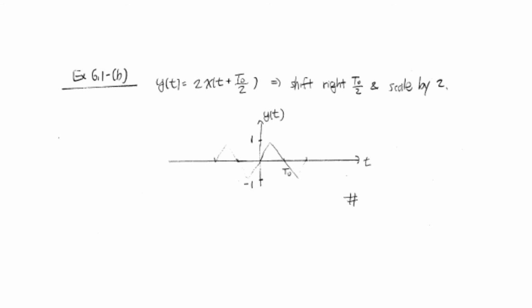For part B, we're going to do an operation. So I've defined y of t as 2x of t plus t naught over 2, which means if you think about it, it's going to be scaling it by 2, and then because there's a plus sign, we're going to shift left by t naught over 2. So for part B, I just want you to draw it out. It's going to look a little bit like this. So it's going to look like a triangle version of a sine wave, as you can see. And because we scaled it by 2, it now goes from -1 to 1 instead of -1/2 to 1/2.